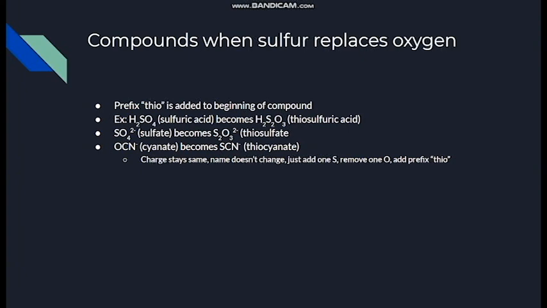Now, the charges will stay the same, but we add the prefix thio, we remove 1 oxygen atom, and we add 1 sulfur atom. OCN-, cyanate, will become SCN-, thiocyanate. So again, the charge will stay the same, the name doesn't change, but we add 1 S, remove the oxygen, and add the prefix thio. So in this situation, the 1 oxygen is removed and 1 sulfur is added, even though there's no sulfurs to begin with.